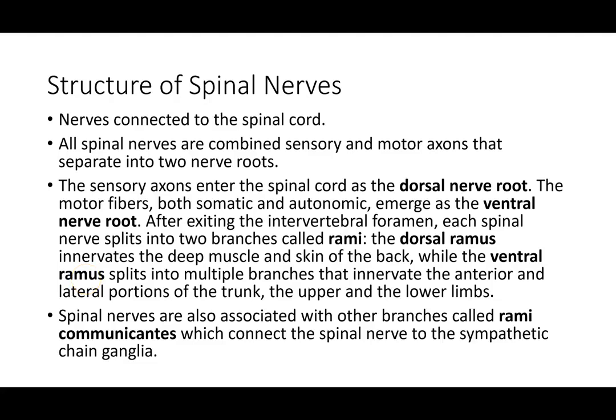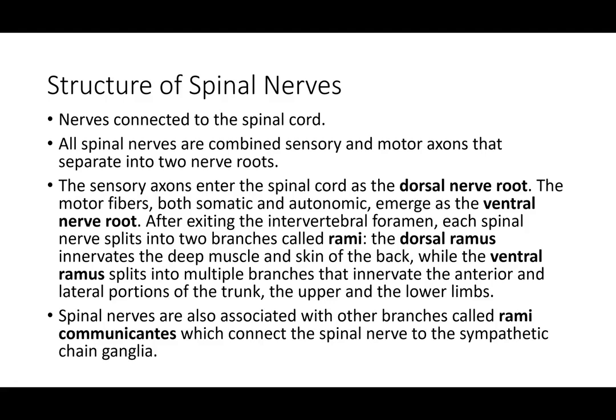Alright, this video will wrap up our lecture material for this week, and we're going to finish off talking about spinal nerves. So spinal nerves are any nerves connected directly to the spinal cord. These are a combination of both sensory and motor axons. These will separate into the two separate nerve roots, so we touched on that a little bit in the previous video talking about the spinal cord and those nerve roots.